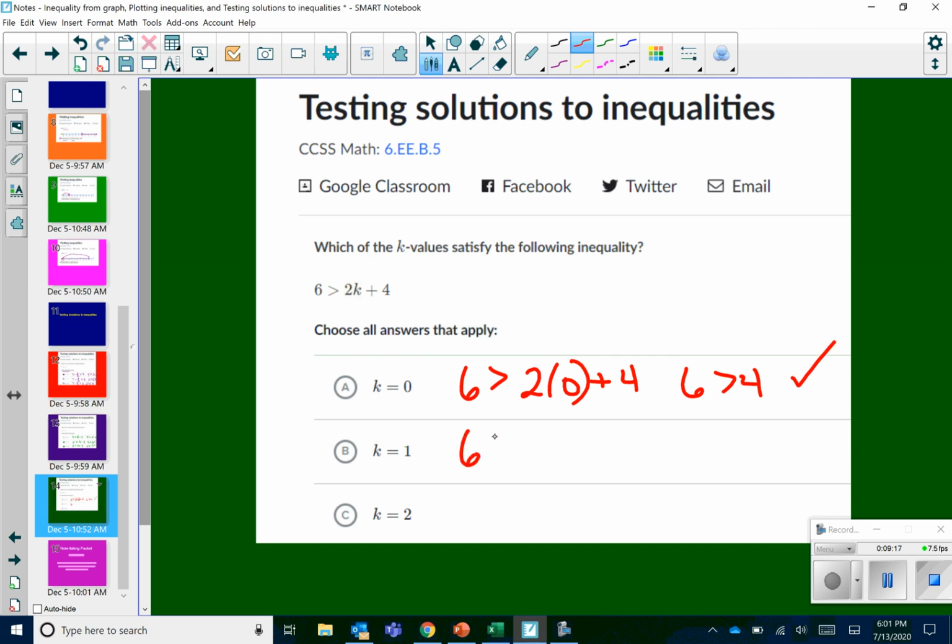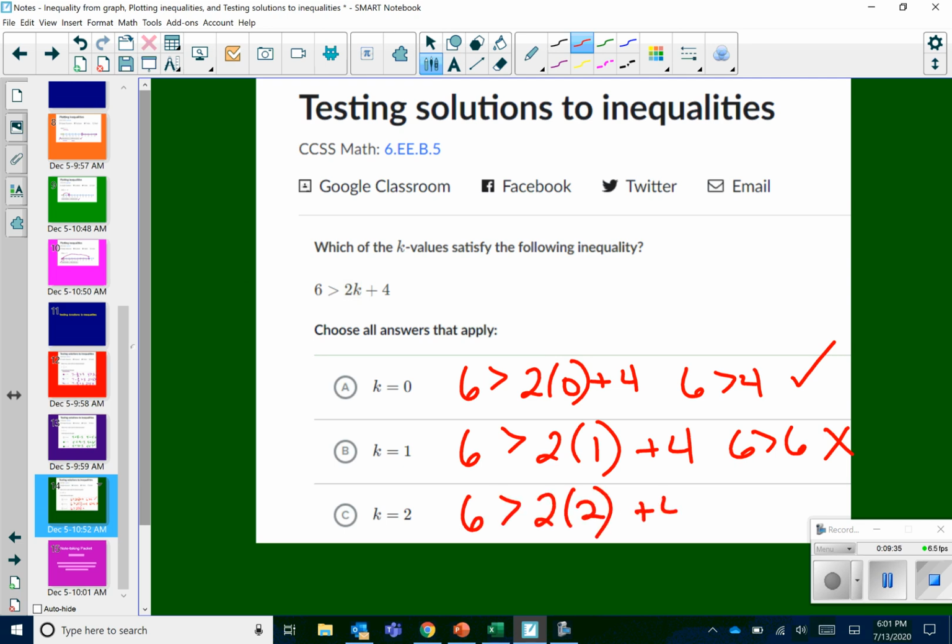The next one, we've got 6 is greater than 2 times 1 plus 4. Well, 2 times 1 is 2, plus 4 is 6. Is 6 greater than 6? No. So that one would not work. 6 is greater than 2 times 2 plus 4. Well, 2 times 2 is 4, and 4 plus 4 is 8. Is 6 greater than 8? No. So for this one, A would only be the correct answer choice here.